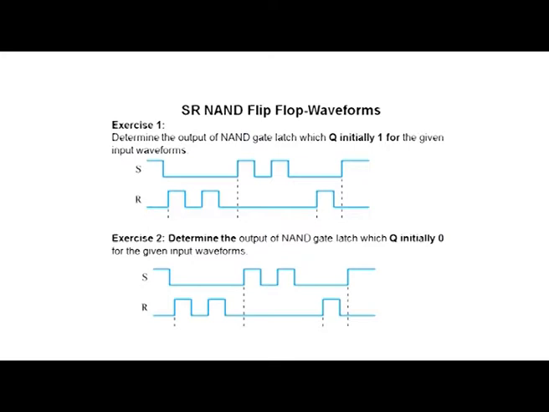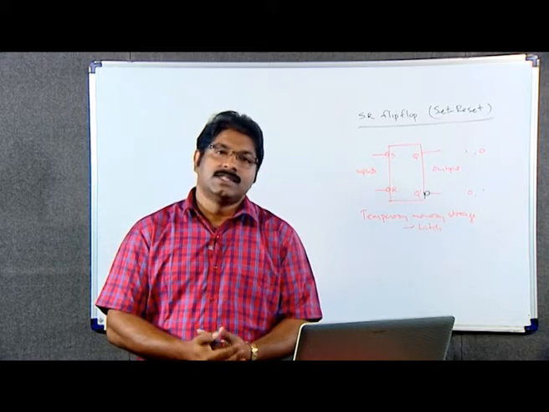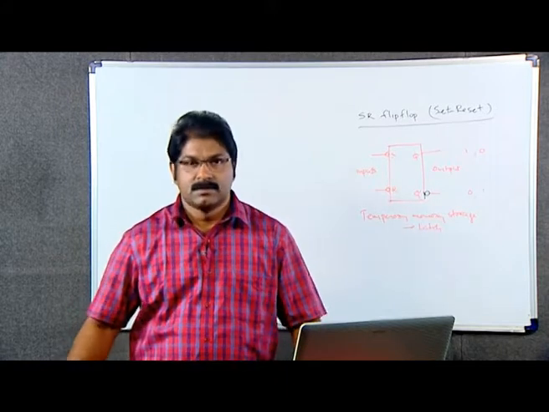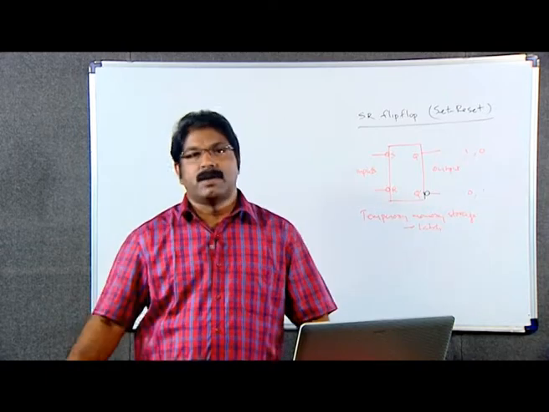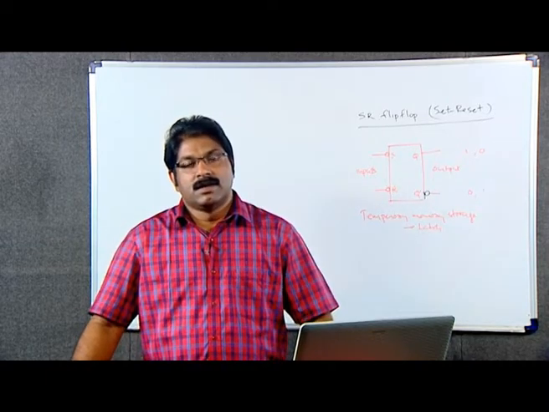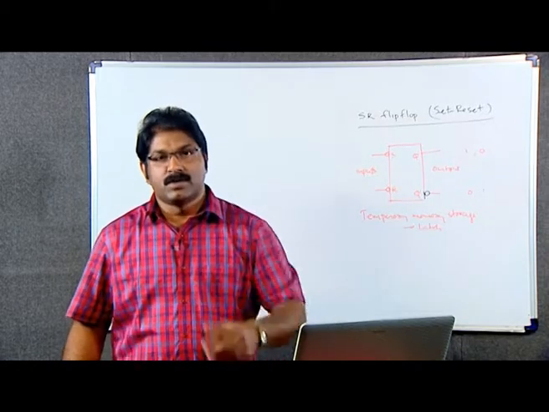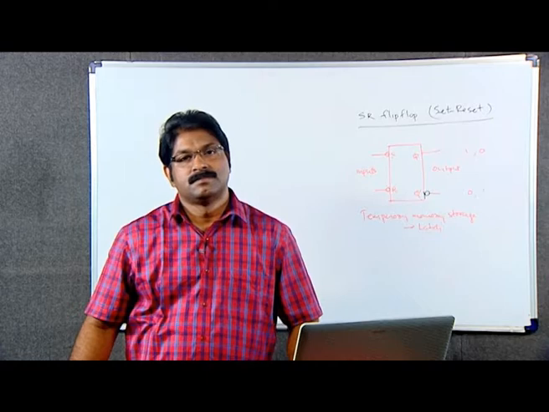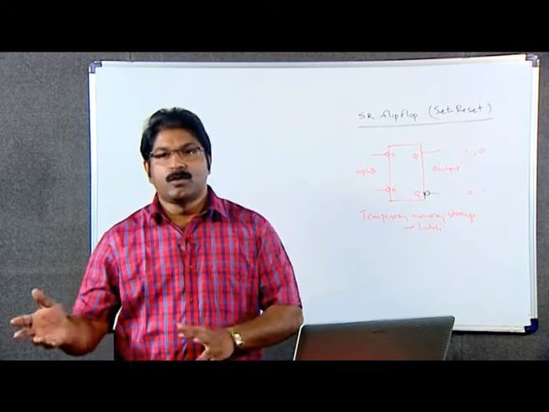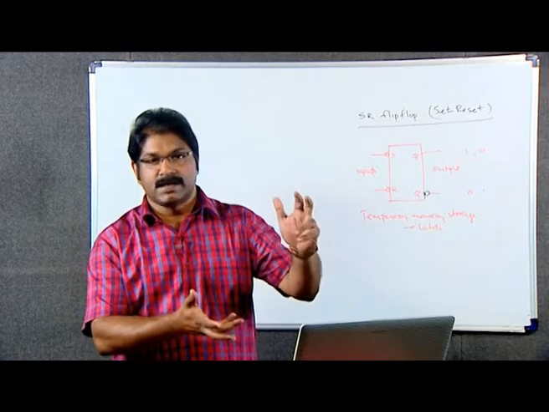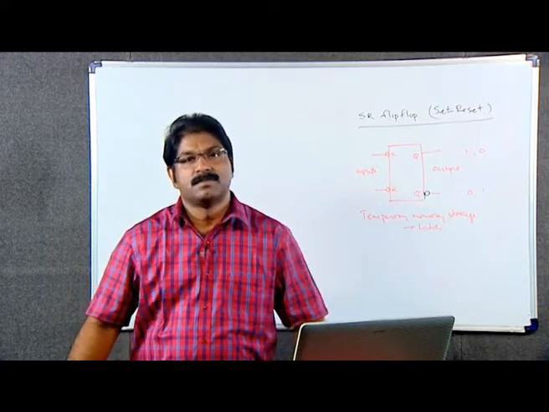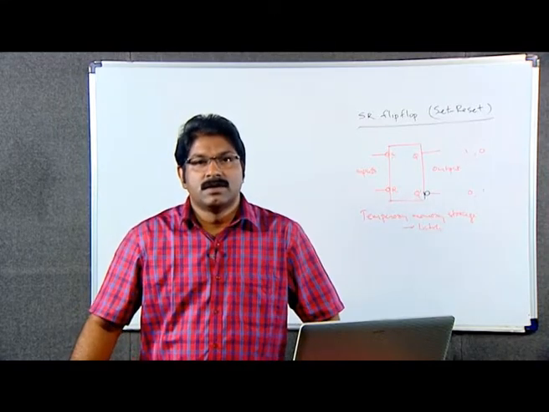So, we have seen that the SR flip flops have an inherent disadvantage. They have an invalid condition. So, in order to solve this problem, people thought of many strategies, and one of the strategies which came out was to provide a third input to the flip flop, so that the output depends not only on the set and reset inputs, but also on the third input. The third input is called the clock.